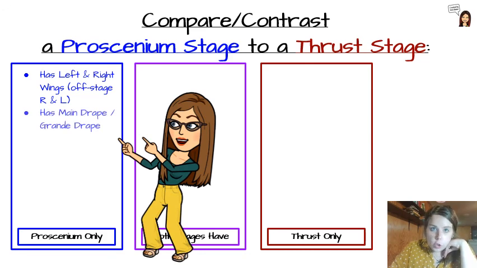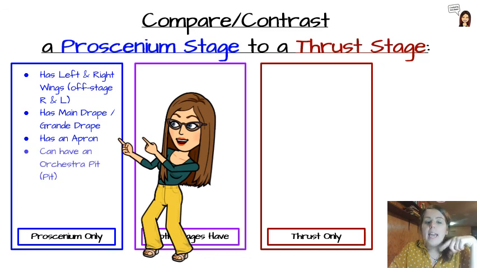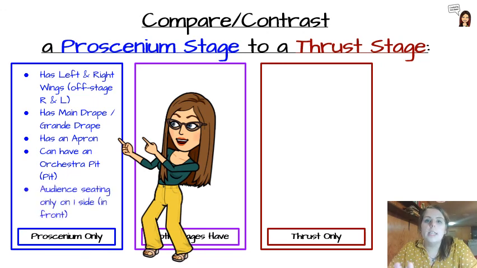It has a main drape or a grand drape. There is no grand drape in a thrust. It has an apron, right? These are things that we've already gone over. We're reviewing. And it can have an orchestra pit. Remember, ours is a proscenium stage, but it does not have an orchestra pit. And then the audience seating is only on one side of the stage.